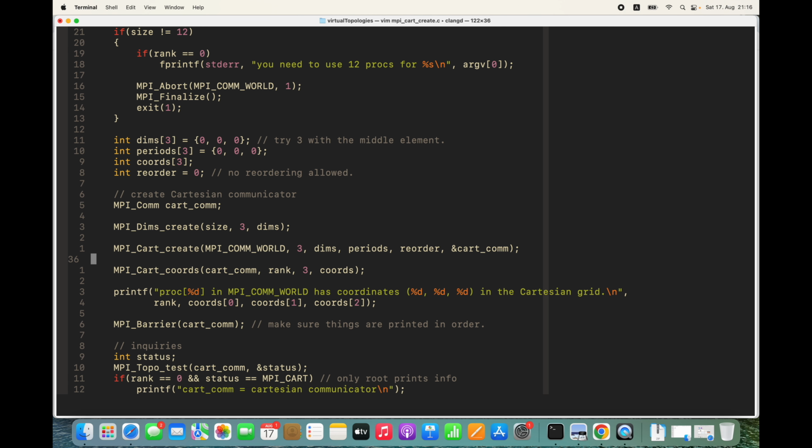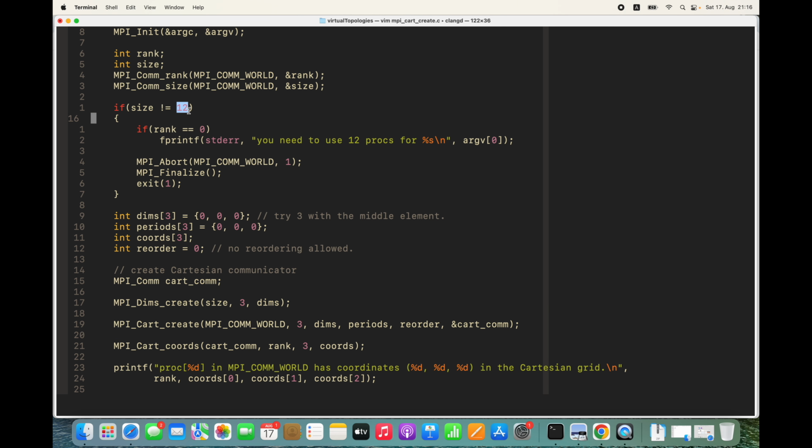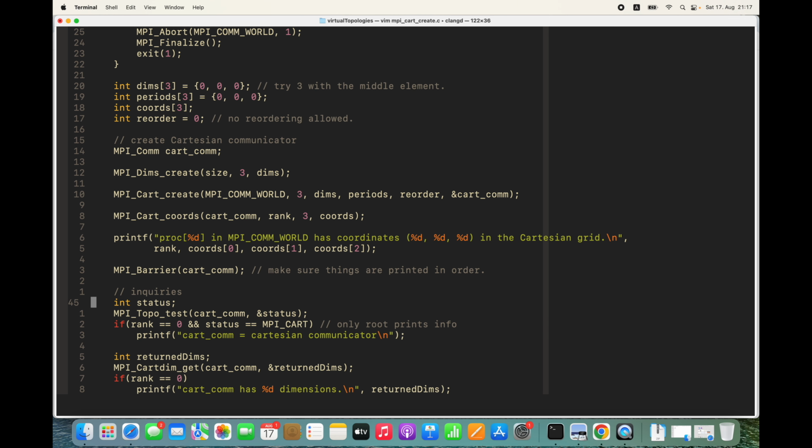So for example, in our case, we are using 12 processes. So you know that, for example, we have 4 times 3 or 2 times 2 times 3 if you're going to have a 3-dimensional Cartesian grid. So this means that the first element is going to be 3. It's always non-increasing in what MPI_Dims_create does. So it's going to be 3, 2, and 2. This is how dims create does this. We're going to see that in action in a second.